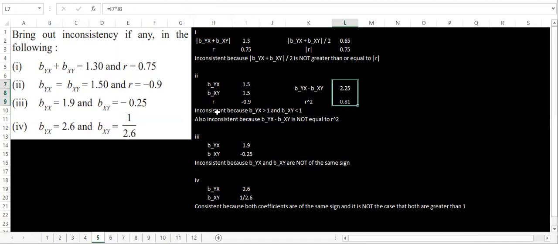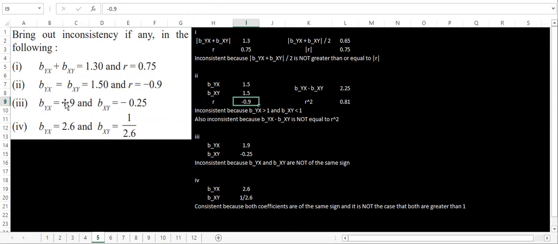Another inconsistency here would be that since both of the regression coefficients are positive, the correlation coefficient should also be positive. So there are in fact three inconsistencies here, but yeah, this is the answer.